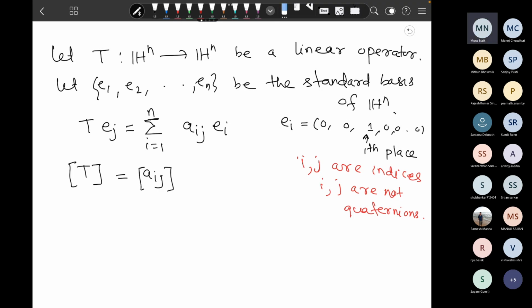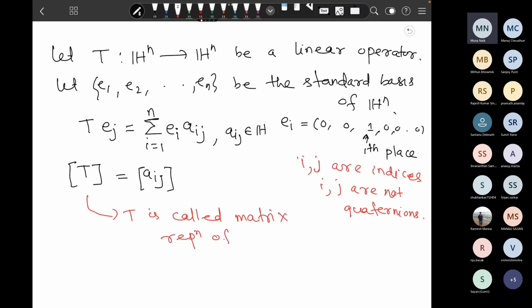But one thing I told you is that these scalars should act from the right. So I will take T e_j = sum of e_i a_ij in this case, where a_ij belongs to H. This matrix is called the matrix representation of T with respect to the standard basis.